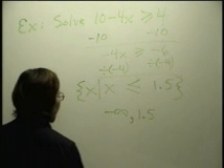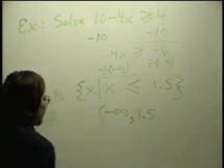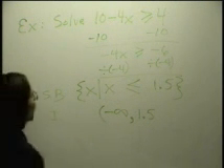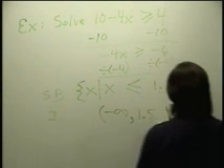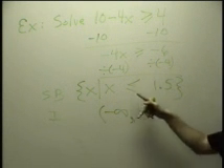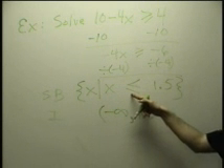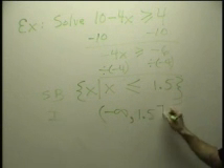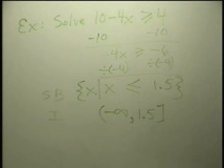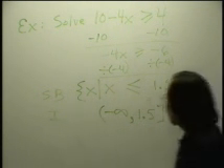Again, separate them by a comma. As always, an infinity gets a parenthesis. And now the 1.5 is included in the solution set because x is less than or equal to 1.5. To show that, we use a bracket instead of a parenthesis.